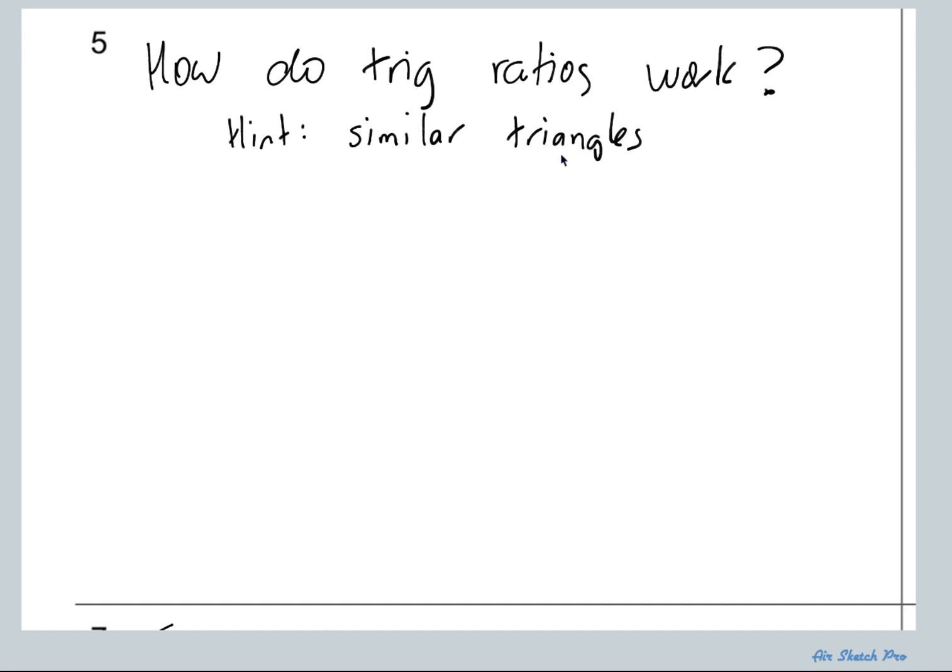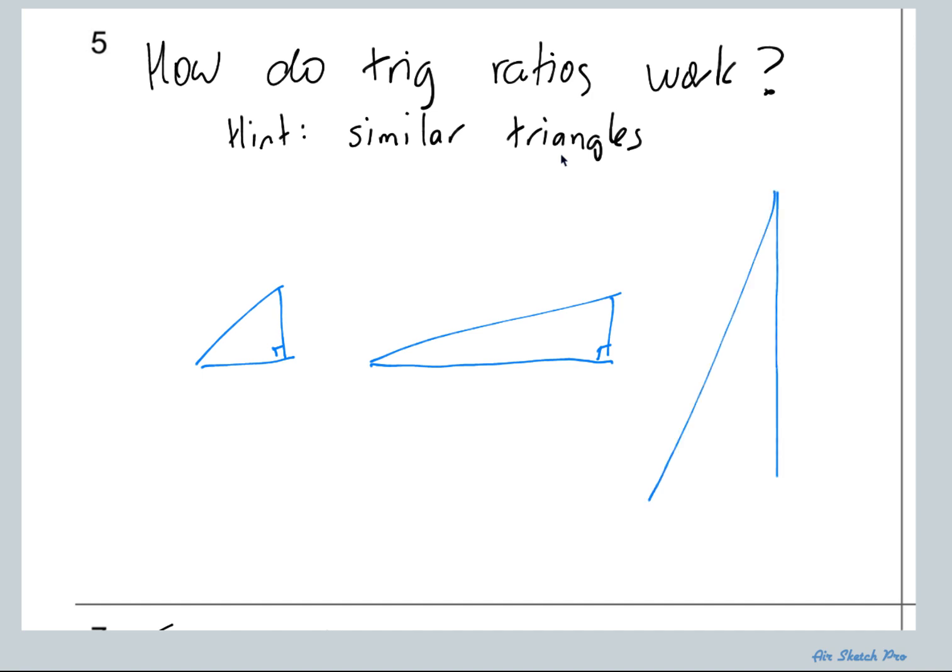The idea is that I can draw lots of different kinds of right-angled triangles, like so. Excuse the fact they're not actual lines, but you get the idea. I'm going to erase this in a second, so this is just for looking at. All of these are different right-angled triangles. They look different because the angles inside are different.